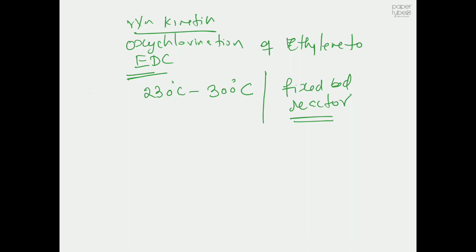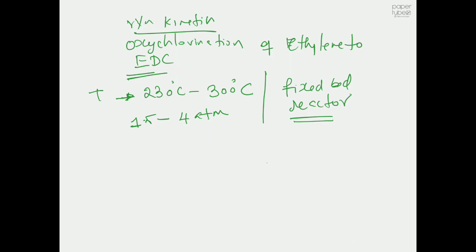If they use a fixed bed reactor, they perform this reaction at a temperature within the range of 230 to 300 degrees centigrade, and normally the pressure will be in the range of 1.5 to, I think, around 4 atmospheres.